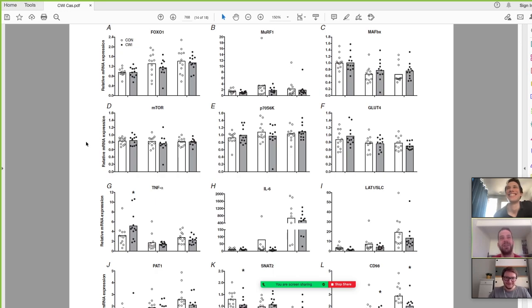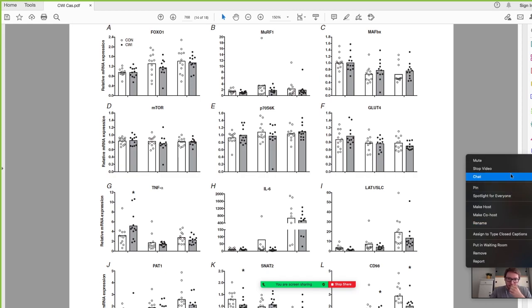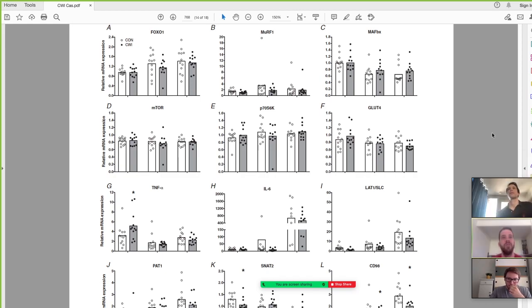So you can see also a lot of variation between individuals. That's also why it's sometimes relevant to look at the individual responses. If you go to panel D and E, you see more the anabolic pathway, so mTOR and p70 S6 kinase, also not really much going on there. GLUT4 is relevant more for glucose uptake in the cell. We also didn't really see any impact there.